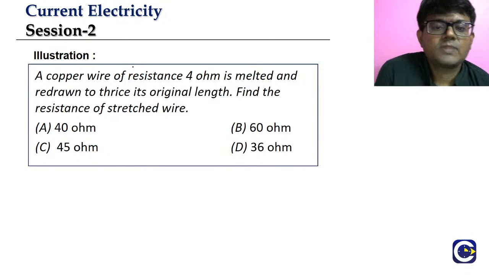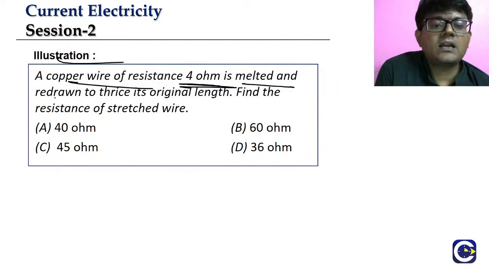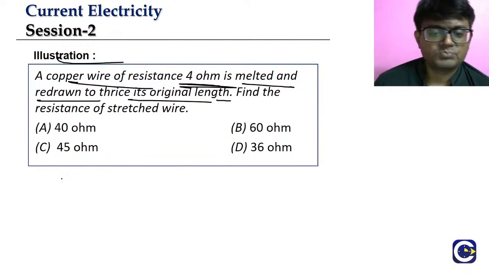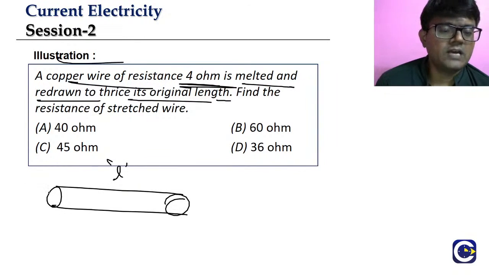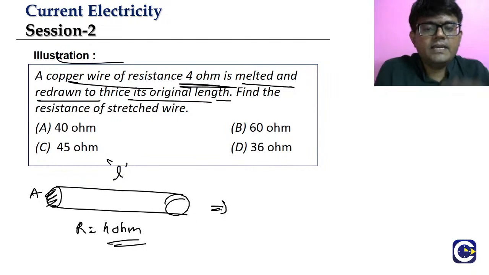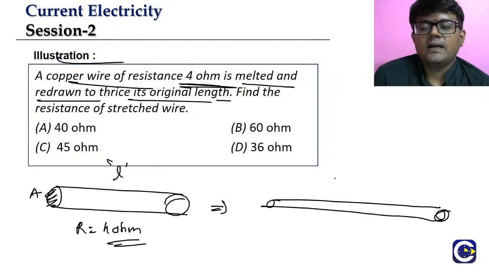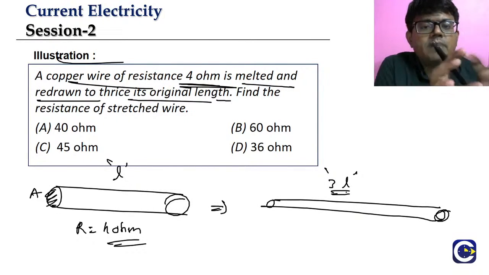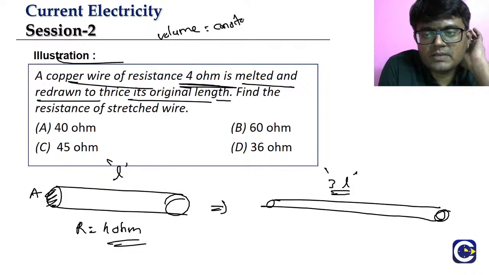Look here, a copper wire of resistance 4 ohms is melted and redrawn to thrice its original length. Same type of question. We do not know the length or the area of cross section of the copper, but we have the resistance. What is the resistance value? 4 ohms. We are melting it and redrawing it to thrice its original length. When we make it 3 times the original length, the volume will remain constant, right?